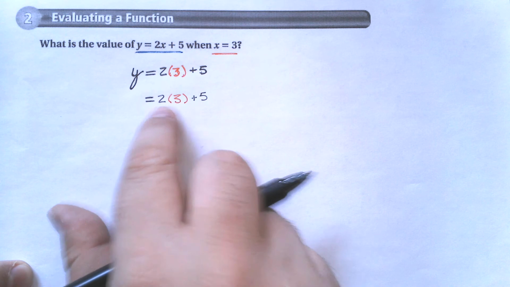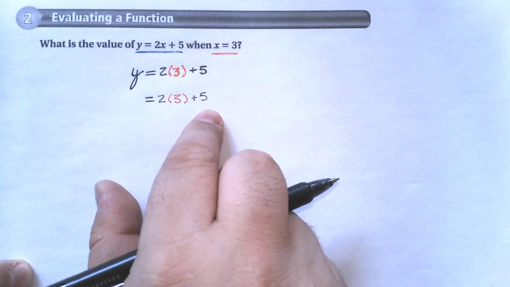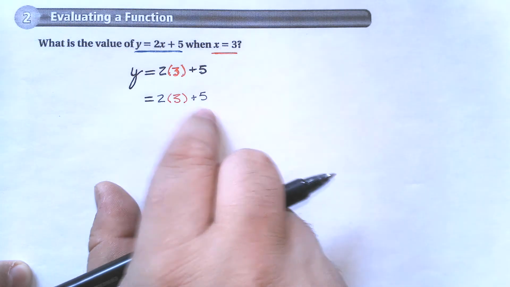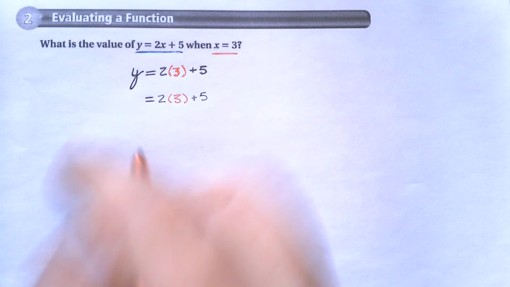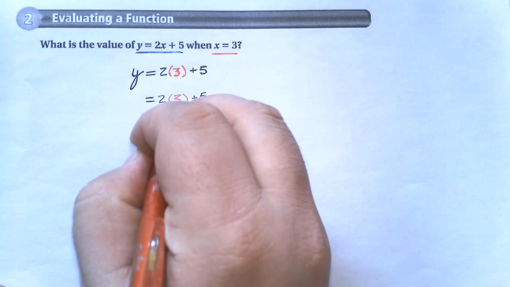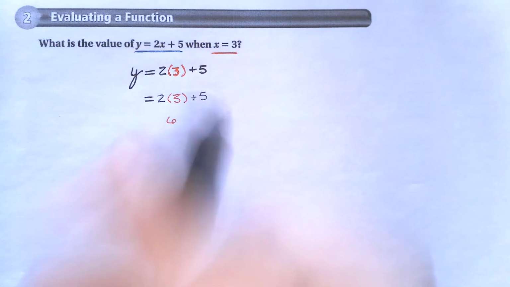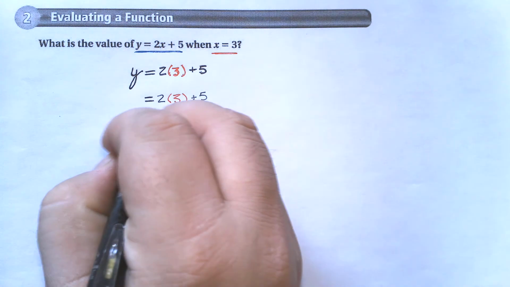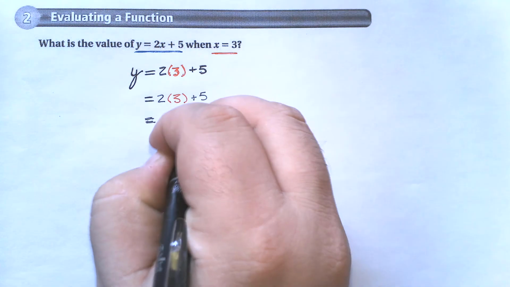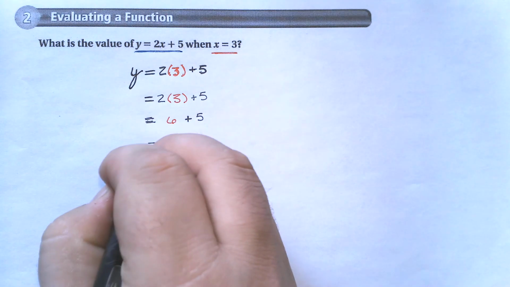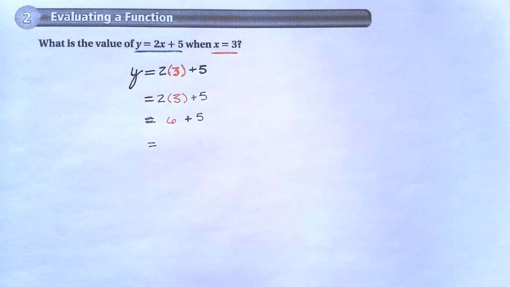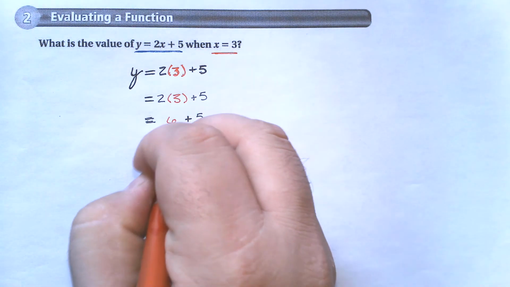So here I have 2 times 3 plus 5, and I have to go through my order of operations, and I remember that multiplication is going to come first. So I have 2 times 3, which is 6. I'm just going to carry my equal sign down here, and then I'm going to be adding 5 to that 6. Well, that is going to equal 6 plus 5, which is 11.